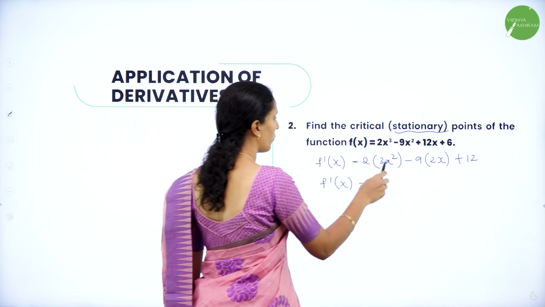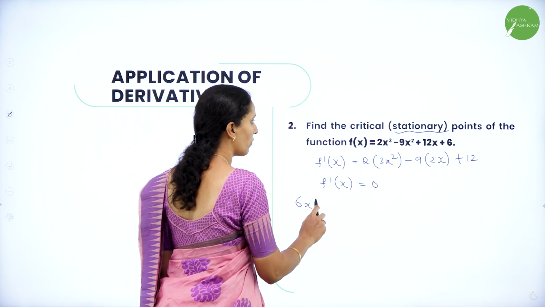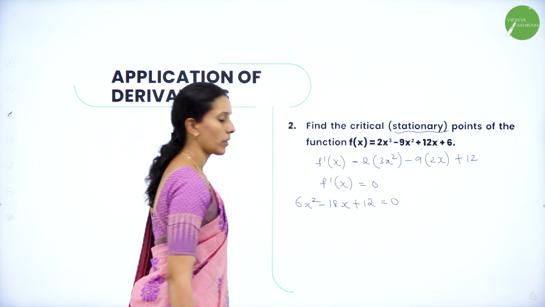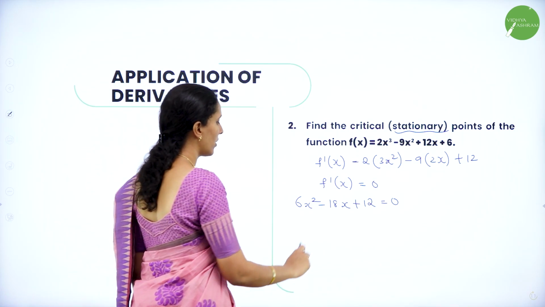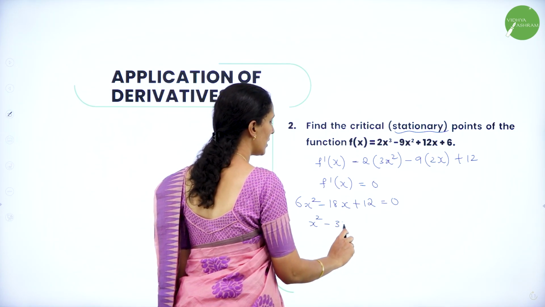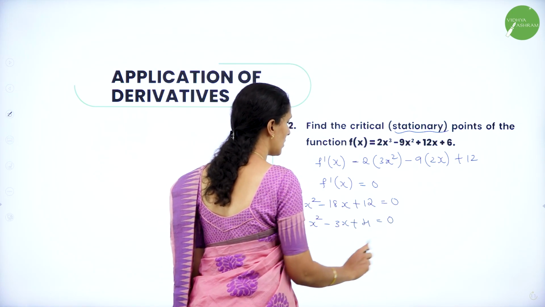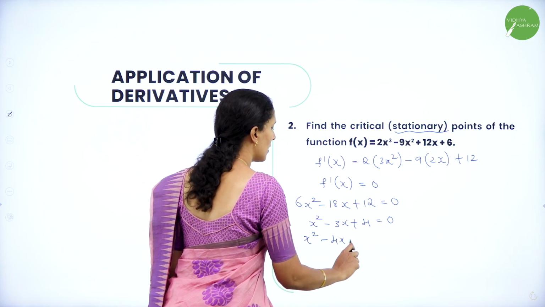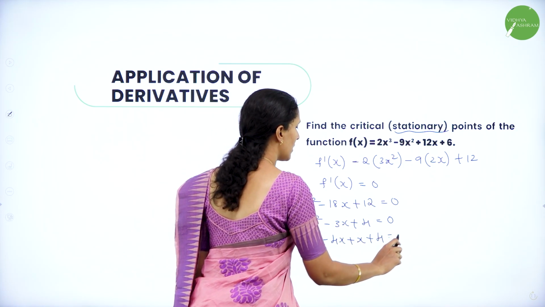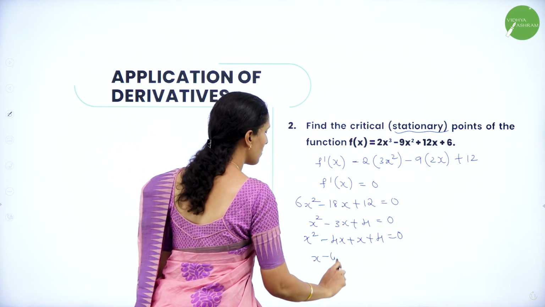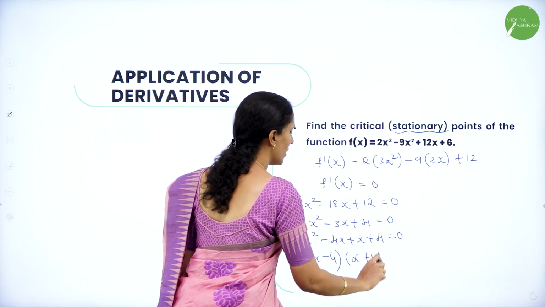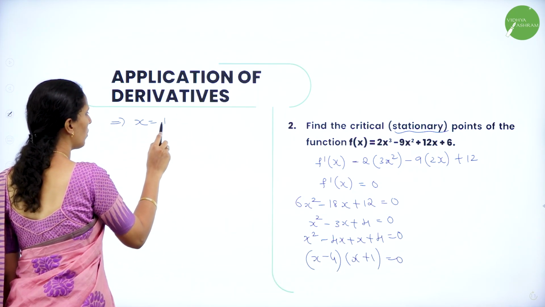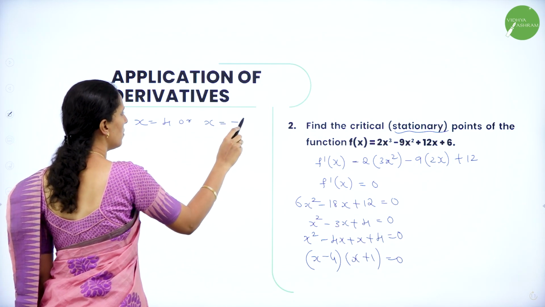So what is f dash of x here? This is 6x square minus 18x plus 12 is equal to 0. Now divide the equation by 6. You will get x square minus 3x plus 4 is equal to 0. So you can write x square minus 4x plus x plus 4 is equal to 0. So you will get x minus 4, x plus 1 is equal to 0. So this implies x is equal to 4 or x is equal to minus 1.